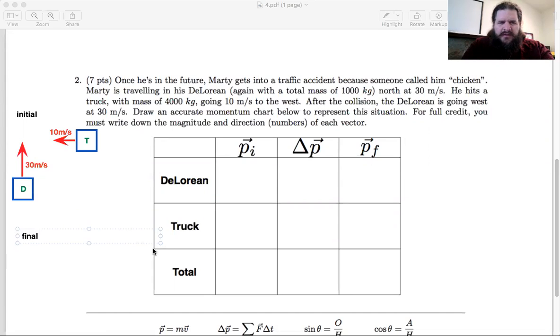Do they say it stick together? No, but when it says after the collision, the DeLorean is going west at 30, so it's going the same direction as the truck was originally going, but it doesn't tell us anything about what the truck's doing afterwards. Oh, I see. So we shouldn't make any assumptions about the truck's motion yet. We definitely know the DeLorean, the truck, we don't know. So let's just mark the truck as unknown.